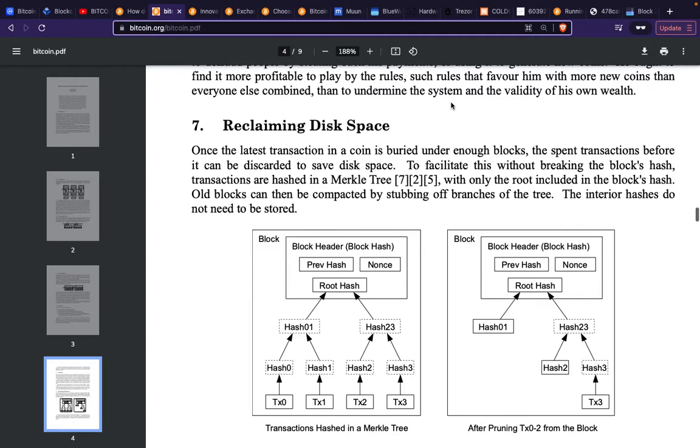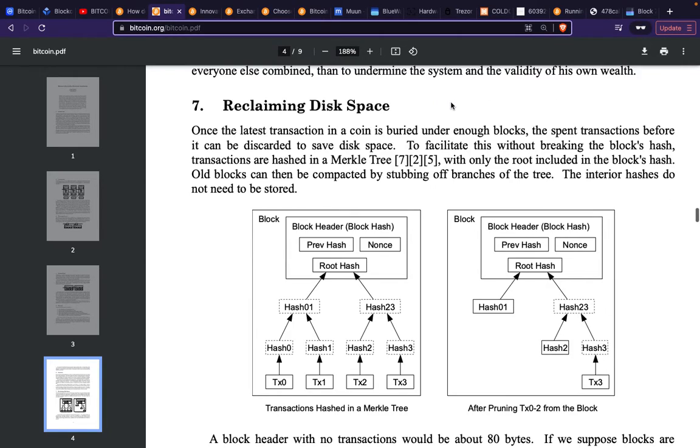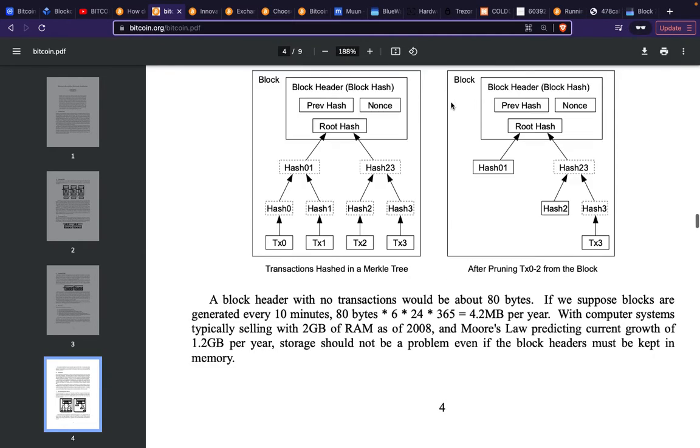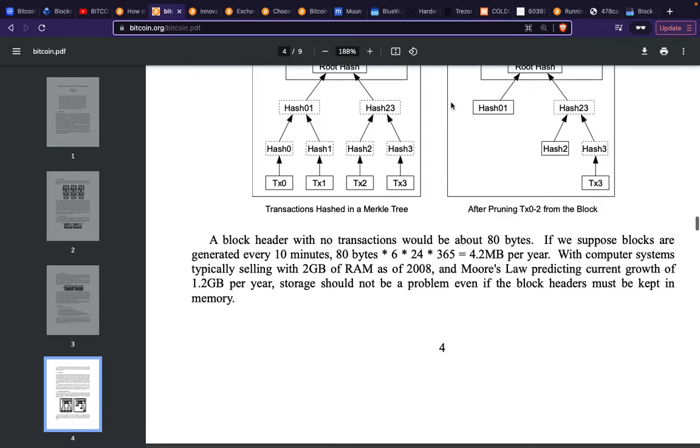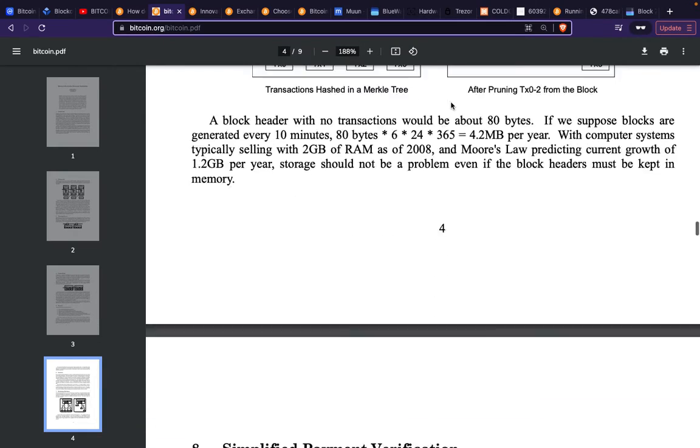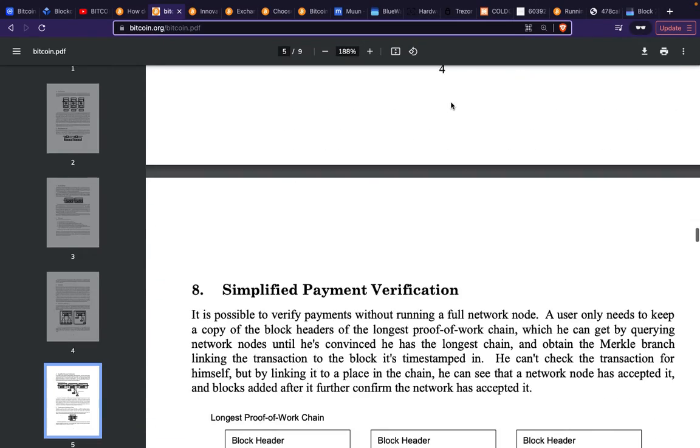Reclaiming disk space. This talks about the transactions, including blocks and the block hash. All blocks can then be compacted by stubbing off branches of the tree. This is all of that. Those are a little bit steeper, but it's still interesting.